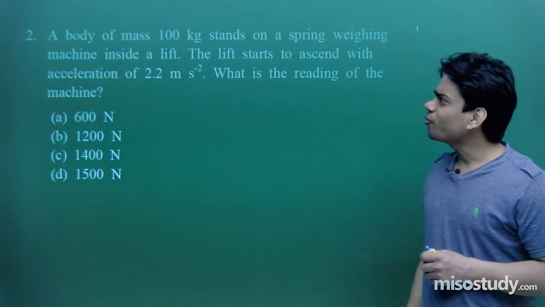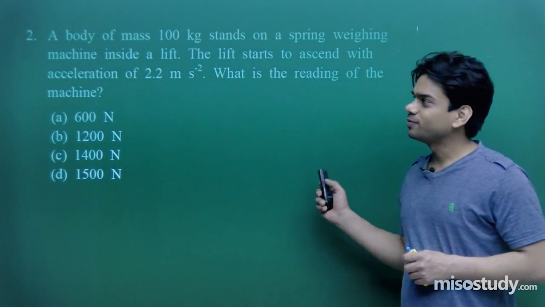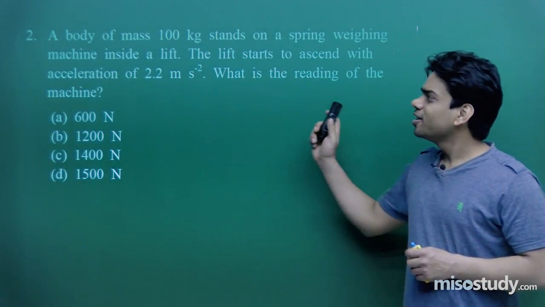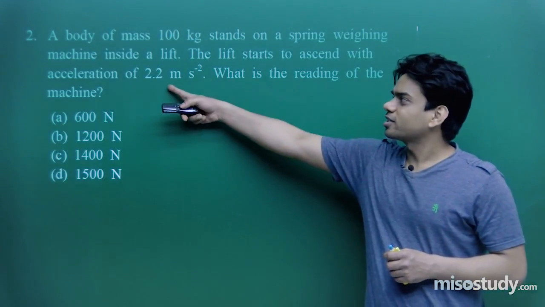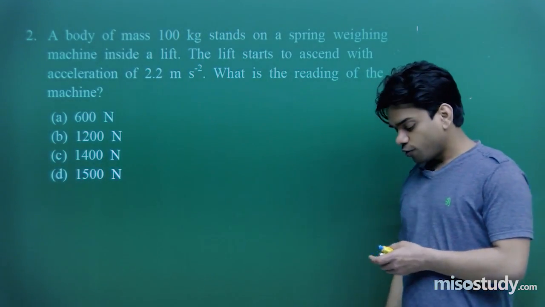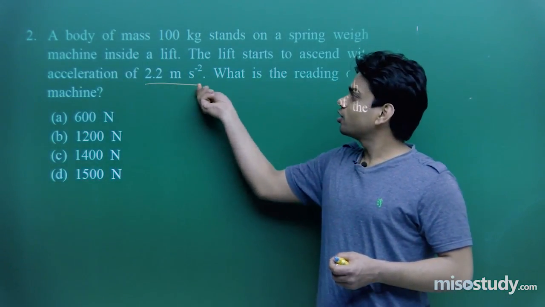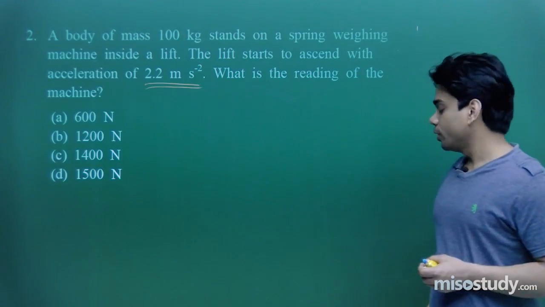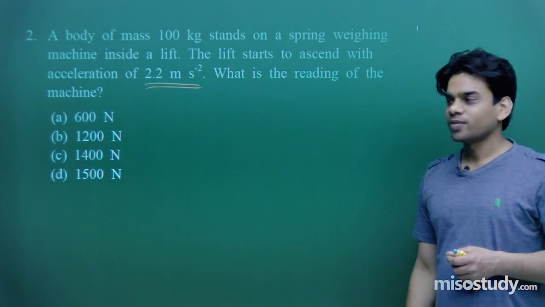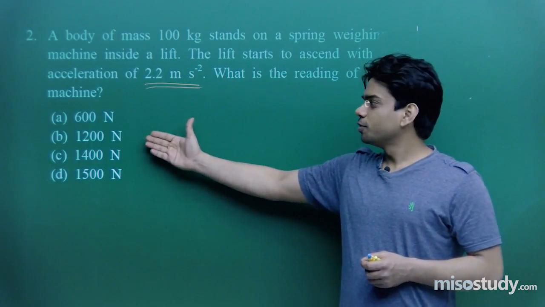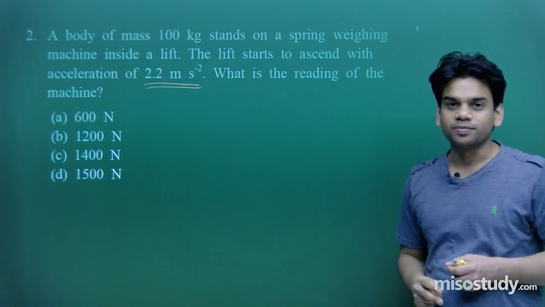Second question, a body of mass 100 kg stands on a spring weighing machine inside a lift. The lift starts to ascend with an acceleration of 2.2 meter per square second. So the first important point that we should keep in mind is that the acceleration of the lift is 2.2 meter per square second. What is the reading of the machine? A 600 Newton, B 1200 Newton, C 1400 Newton, D 1500 Newton.